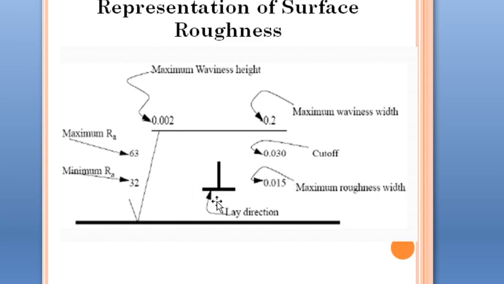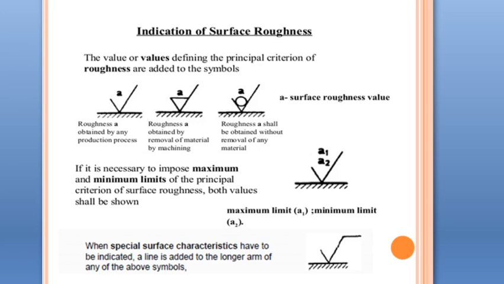This symbol indicates the lay direction. It's a perpendicular lay direction. Therefore, any surface roughness is represented by minimum Ra, maximum Ra, waviness height, waviness width, cutoff length, maximum roughness width, and then the direction of lay is indicated like here. It's an indication of surface roughness.